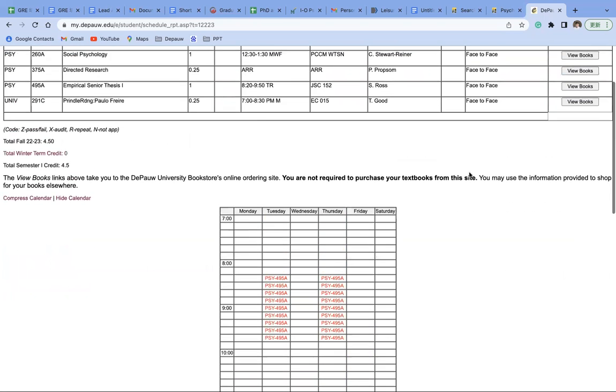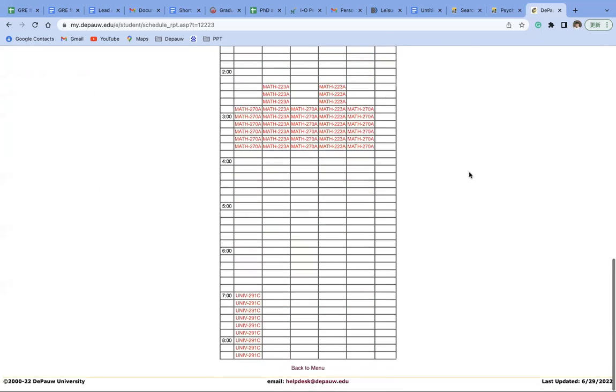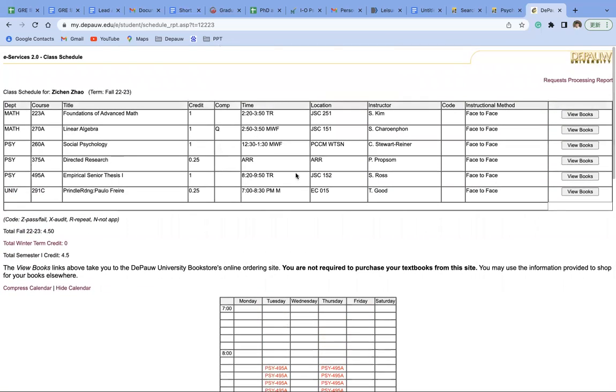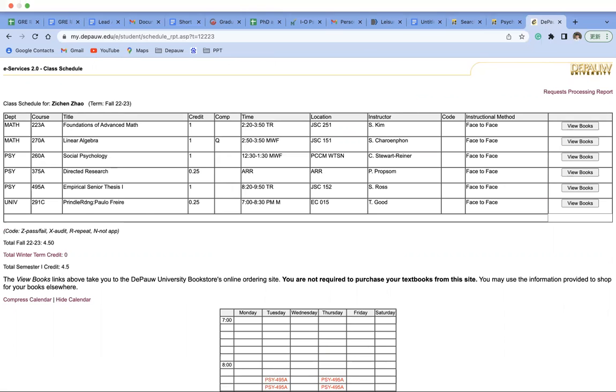These are the classes I need to take for the next semester. They are in different departments, like mathematics and psychology, because I'm majoring in psychology and minoring in mathematics. Here are the course title, the instructor name, how many credits, and the time for each. It's pretty evident.